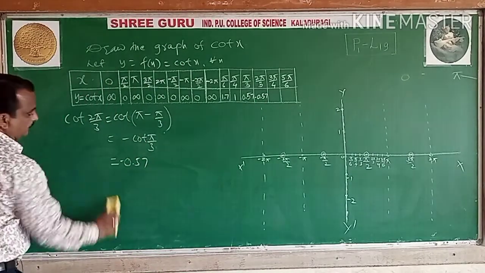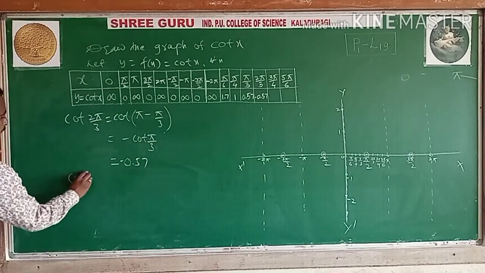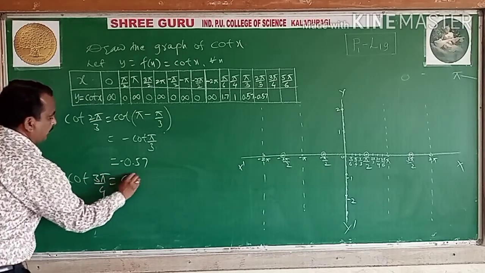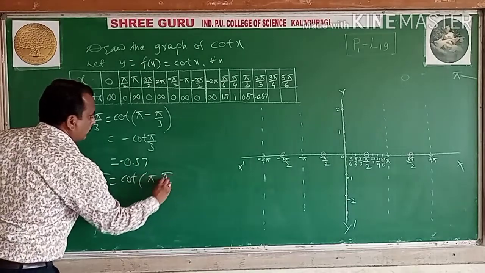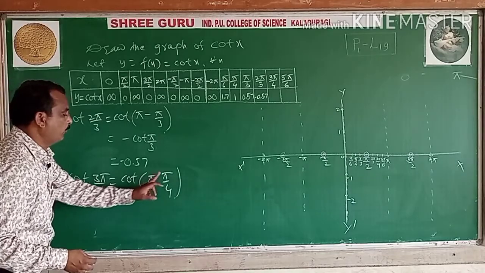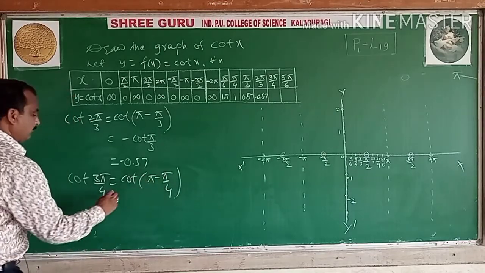The next, cot of 3 pi by 4. How to calculate cot of 3 pi by 4? Pi and pi by 4. What you want, if you multiply by 1: 4 pi minus pi, 3 pi, it is minus, you can take.